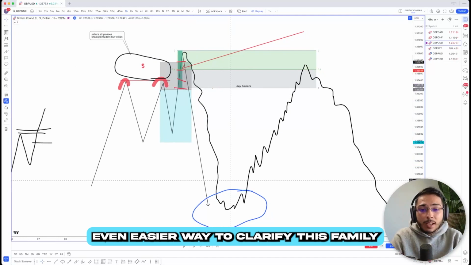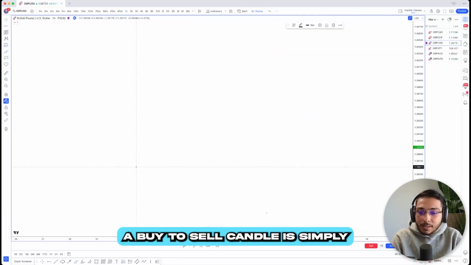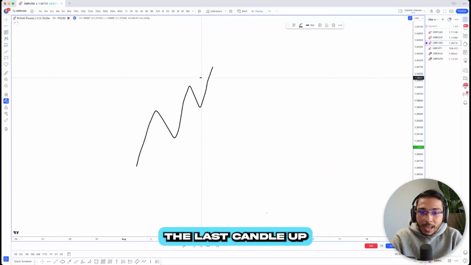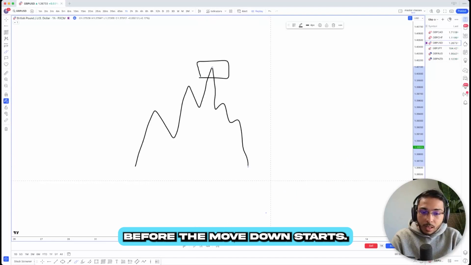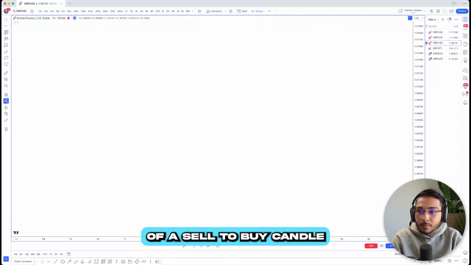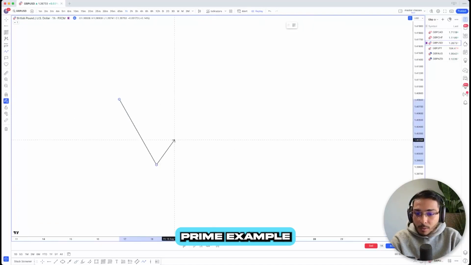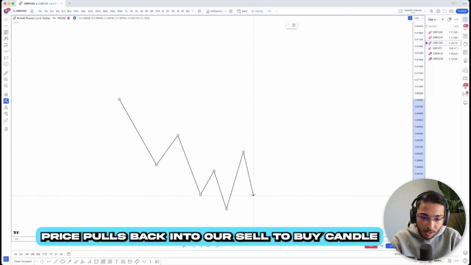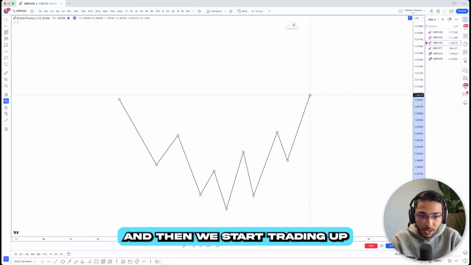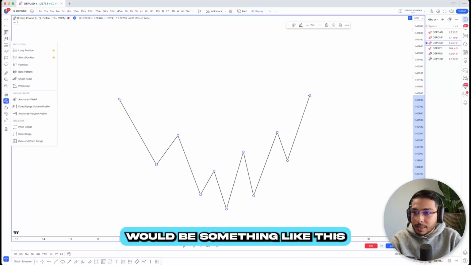Even easier way to clarify this, family, is just like this. A buy to sell candle is simply the last candle up before the move down starts. And in the example of a sell to buy candle, it is the last candle down before the move up. Prime example, price is doing something like this. We have a break of structure. Price pulls back into our sell to buy candle, and then we start trading up.